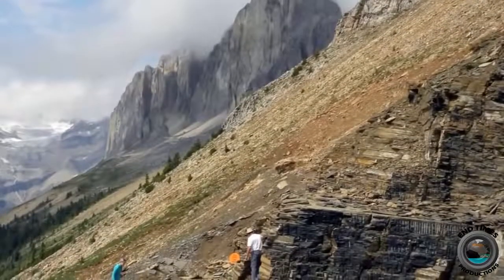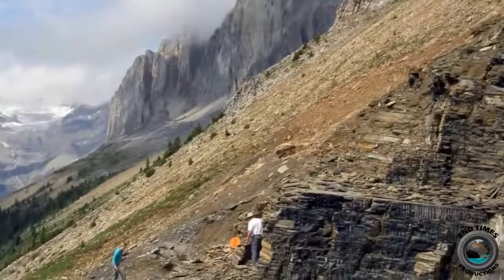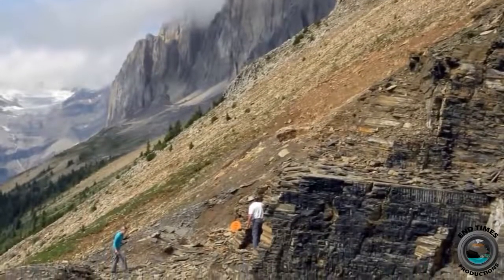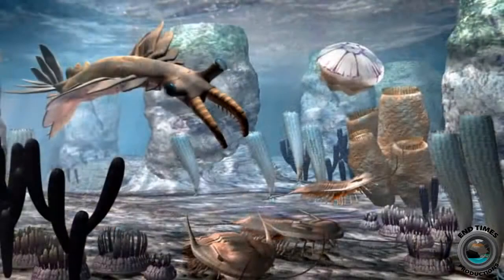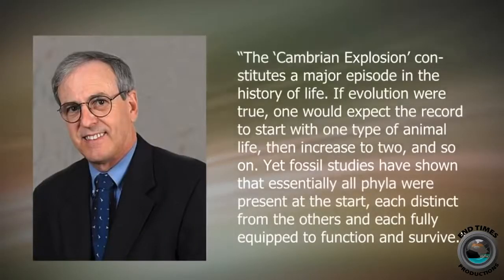If macroevolution is true, and these creatures in the Cambrian evolved from simpler forms, the earlier layers below should contain such forms, but they do not. This is a serious problem for Darwinism. Another aspect of the Cambrian explosion is brought out by John D. Morris, quote, the Cambrian explosion constitutes a major episode in the history of life.